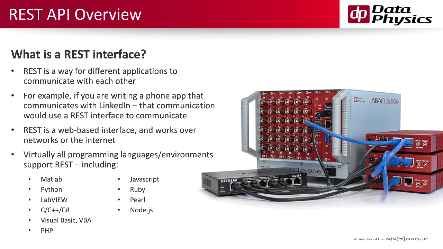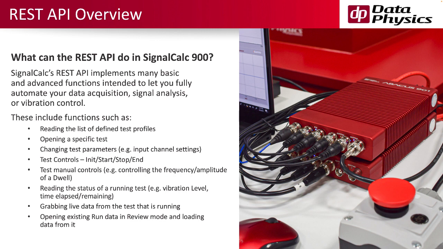For those of you that are not familiar with this tool, now I'm going to jump into what you can actually do with our software, with SignalCalc 900, through the REST interface. So the REST interface implements a lot of basic functionalities that are within SignalCalc 900, and the goal of all of them is to give you the tools to automate processes that should be automatable. Or if you have a lab and you want to synchronize different systems or have your own user interface that will interact with our software in the way that a user normally would, that's sort of what the REST interface functionalities enable you to do.